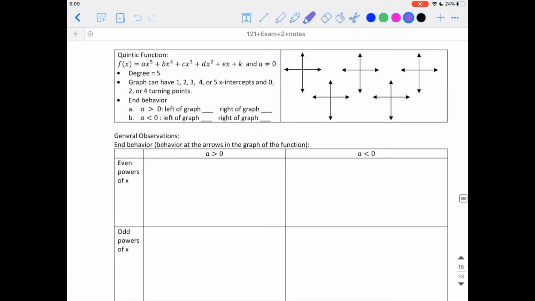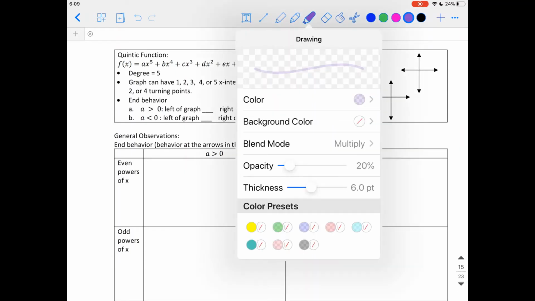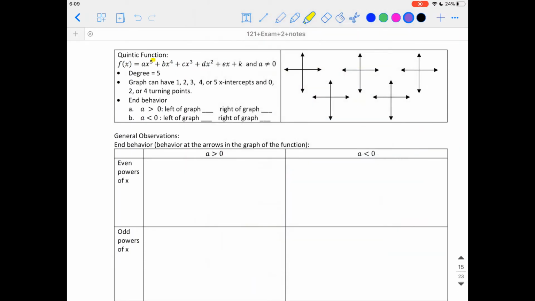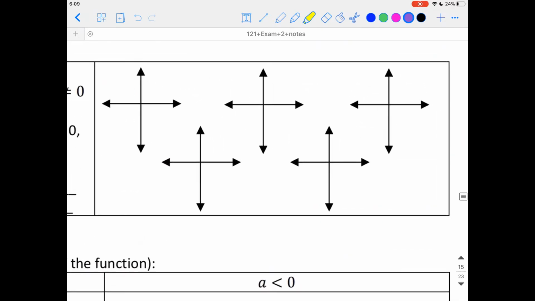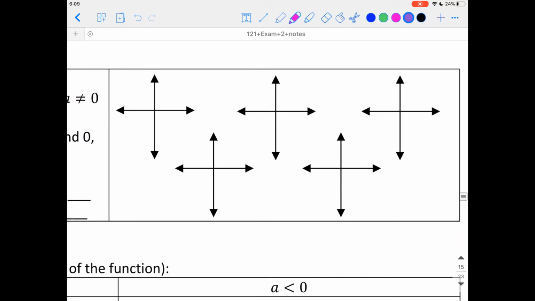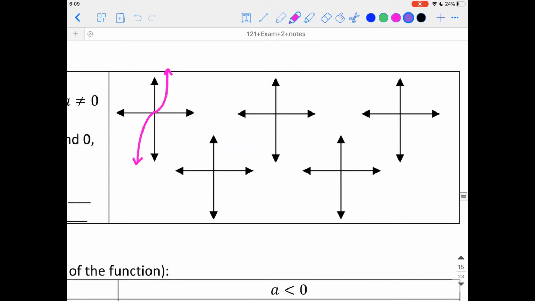All right. So for the quintic function, the degree is 5, the highest power, so it's a quintic. And you can have 1, 2, 3, 4, or 5 x-intercepts, and 0, 2, or 4 turning points. So let's have some kids here. All right, so we said it looked a lot like a cubic. So here we go.